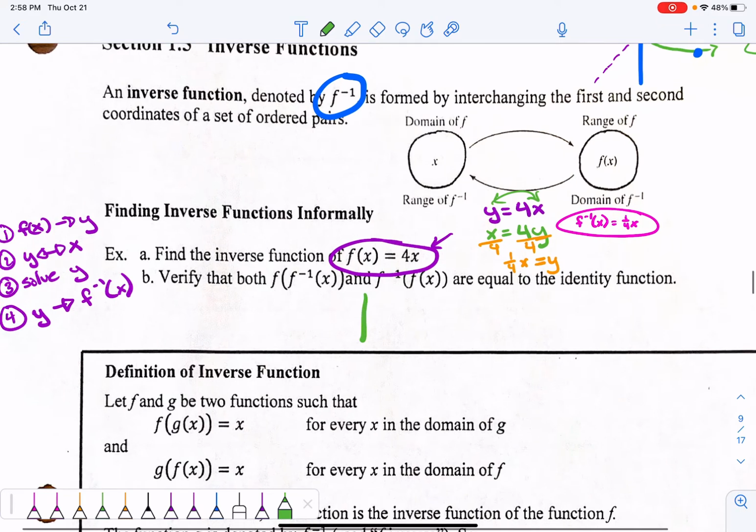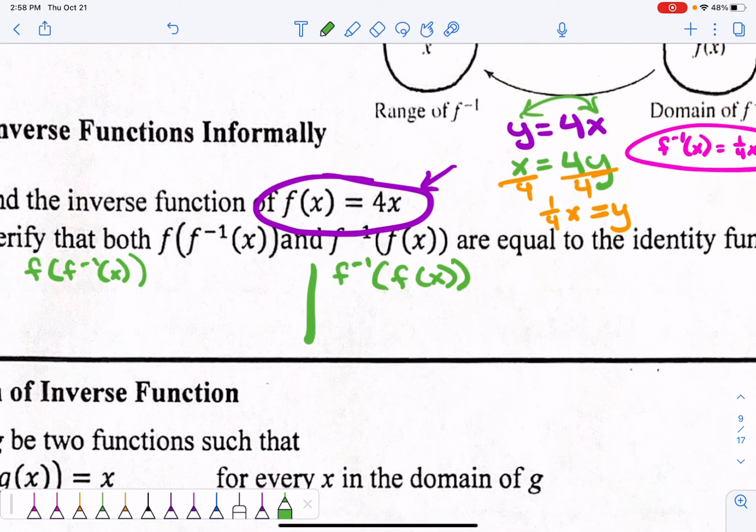So over here, we're going to be doing f composed of f inverse of x. Here we're going to be doing f inverse composed of f of x. This is what we're going to do over here, okay? So this is what we've got going on, all right?